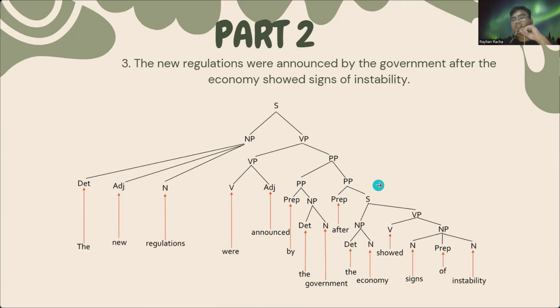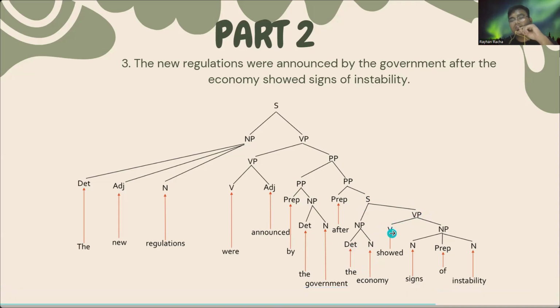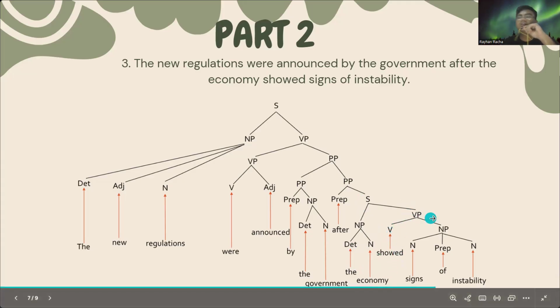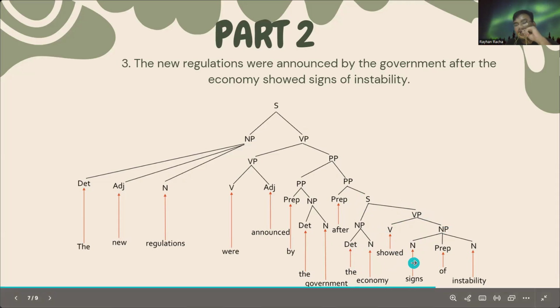So in this sentence, we do as usual. We divide it into a noun phrase and a verb phrase. So in the noun phrase, we have a determiner and the noun is economy. And in the verb phrase, we have a verb which was the word showed, and another noun phrase that have a noun. The first noun is the word sign. The second one is a preposition, which is the word of, and another noun with the word instability.